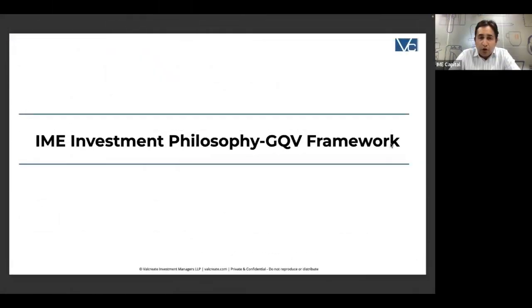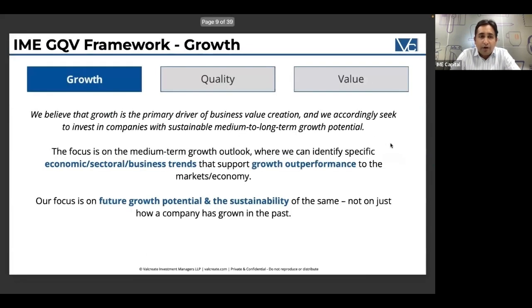I'll just go quickly through certain elements around Valkyrie's core GQV framework, in terms of what our investment philosophy is when we are looking at buying companies. So we have a framework which is the GQV framework, where we focus on growth, quality, and value.